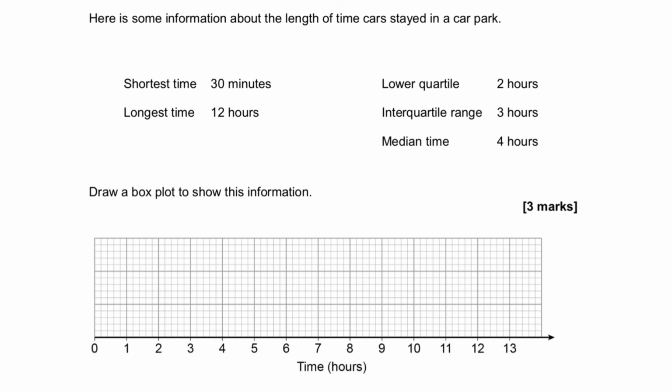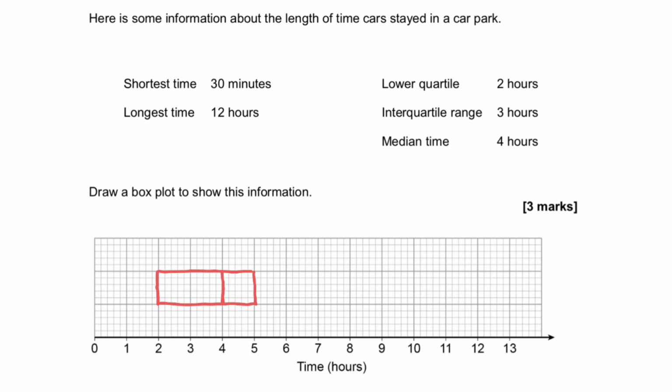So here we've got the median time is 4 hours, so we'll draw that line here. The lower quartile is at 2 hours, so we can draw that line here. It says the interquartile range is 3 hours, so the upper quartile is going to be 5 hours. So that there is our box.